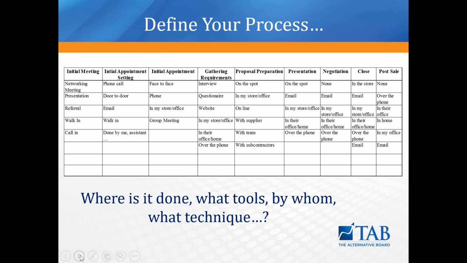After some initial discussions, we move to setting an appointment. That could be done by a phone call. Maybe it's knocking on a door. Maybe it's done via email or, as I said, somebody walking in the store. That initial appointment can be set by the sales rep, the business owner, an assistant, or a number of different people. It can be done with a number of tools, using Outlook or Act or maybe a piece of paper. We have the initial appointment, which again can be face-to-face, by phone, in a store, in a group meeting, etc.